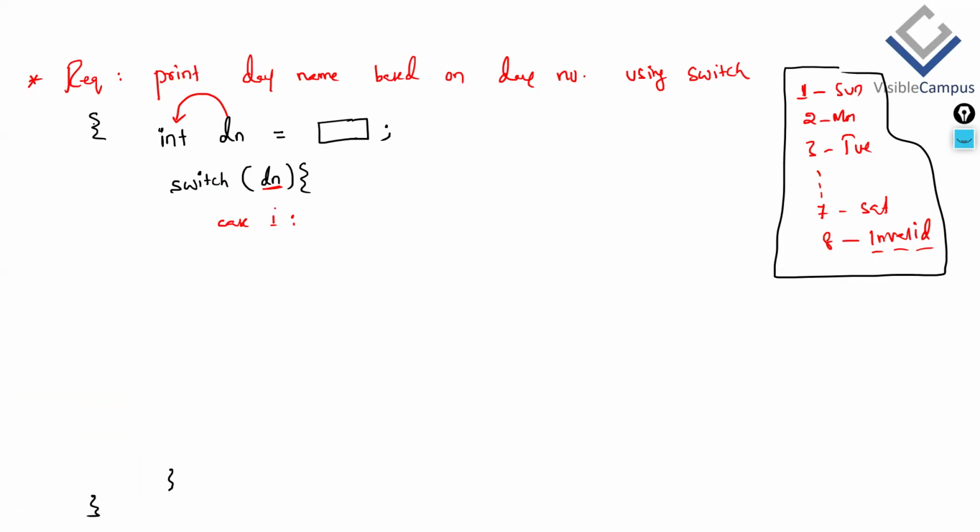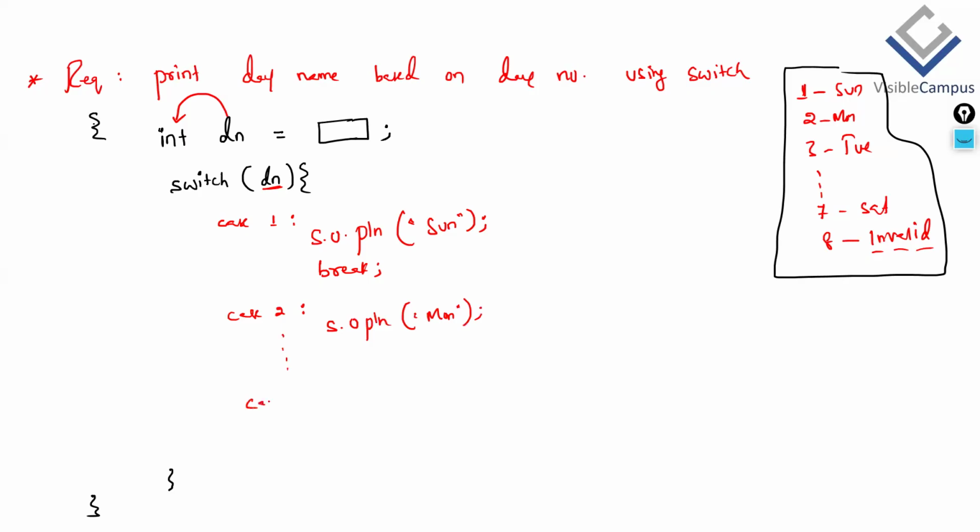1 is a value, correct? Then for this case 1, what is your expected output? System.out.println. So print Sunday. Then followed by break. The next case 2, then colon. What's the output? Print Monday. Then like this, all we have to write.